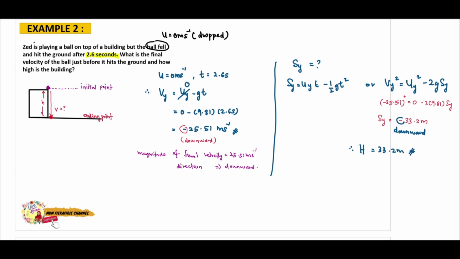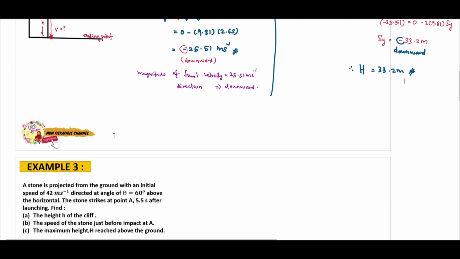The question asks for the height of the building. But if the question asks for the total displacement traveled by the ball, the answer must include the negative sign, because displacement is a vector quantity and must have a direction. Okay? So we finish example number 2. Let's proceed to example number 3.